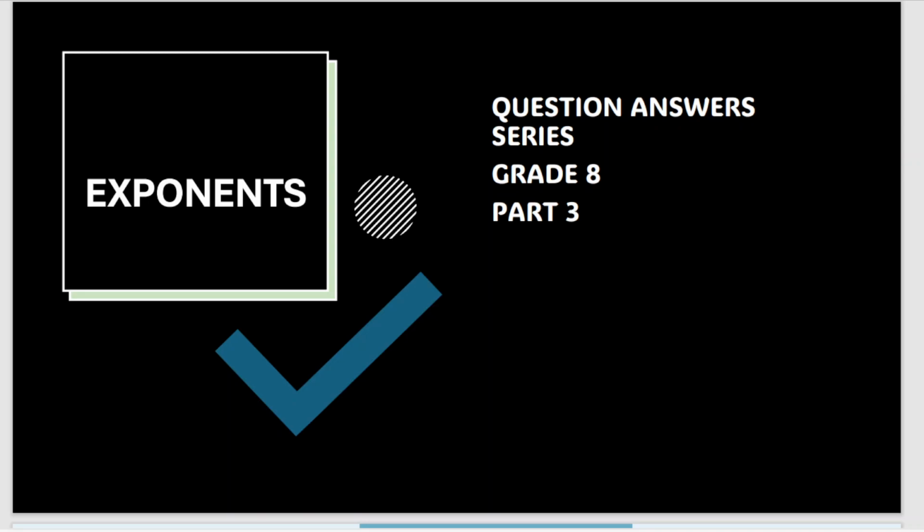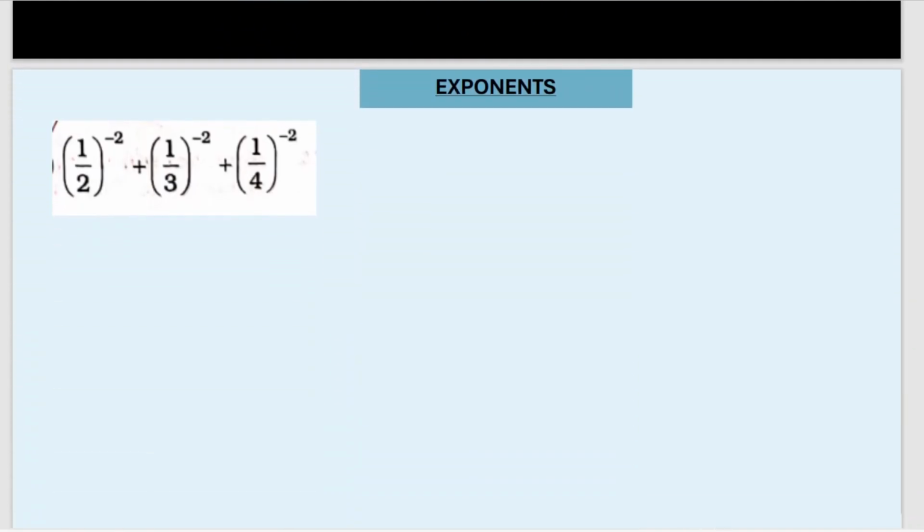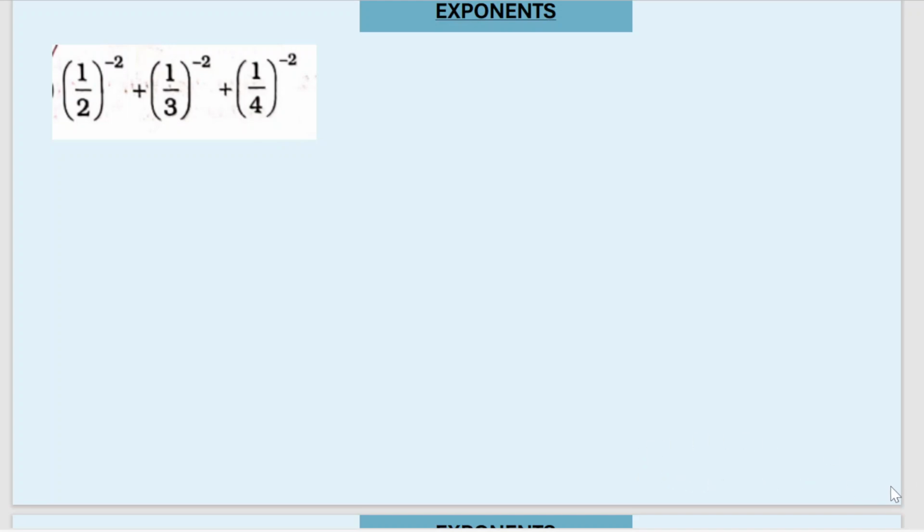Okay, so let's start with the first question. 1 by 2 to the power minus 2 plus 1 by 3 to the power minus 2 plus 1 by 4 to the power minus 2. So we have to solve this question. So 1 by 2 to the power minus 2 can be written as 2 to the power 2.